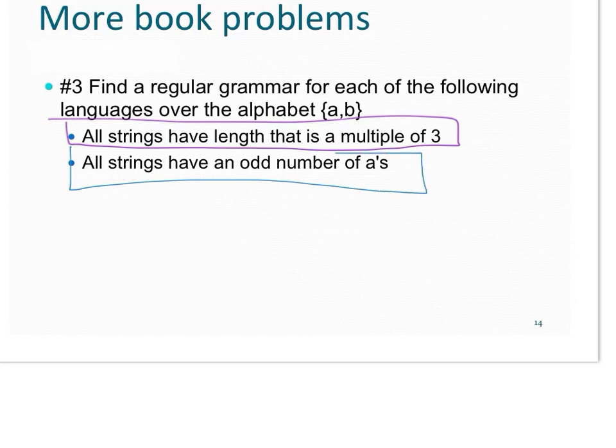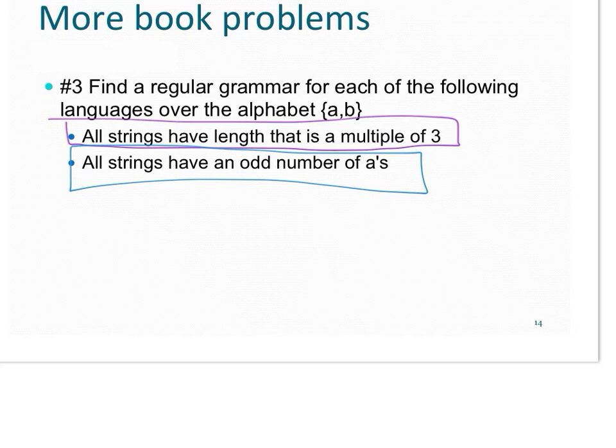all strings that have an odd number of A's. And again, pause this for a second. So this is over the alphabet A, B, remember. So we can have as many B's as we want, but whenever we have an A, it's got to be an odd number of A's. So this one's a little bit weird.